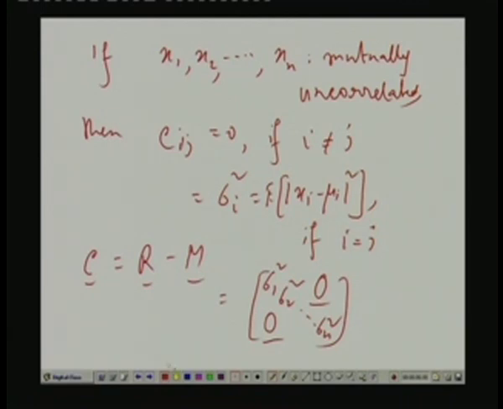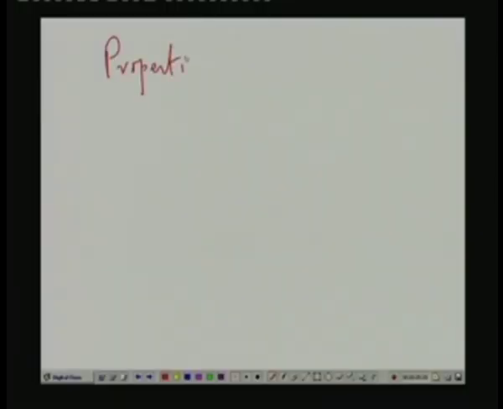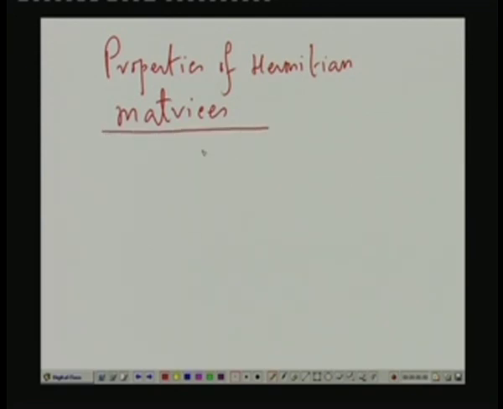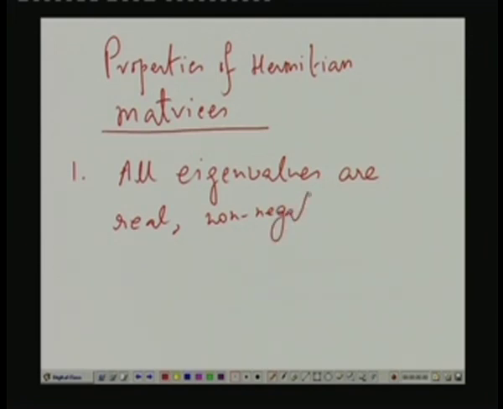Now, Hermitian matrices satisfy some properties. Number 1, all eigenvalues are real, first real and non-negative. Okay. How to show that?